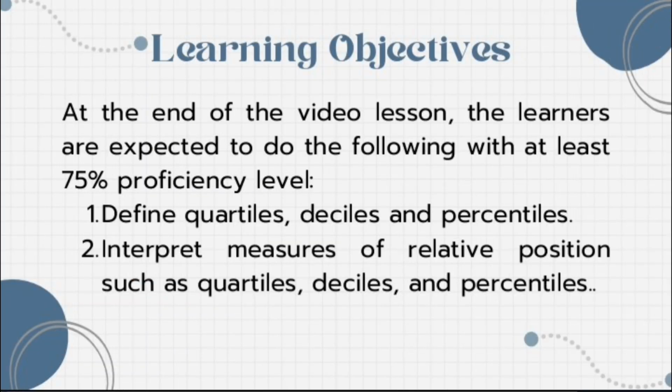At the end of the video lesson, the learners are expected to do the following with at least 75% proficiency level. Number 1. Define quartiles, deciles, and percentiles. Number 2. Interpret measures of relative positions such as quartiles, deciles, and the percentiles.